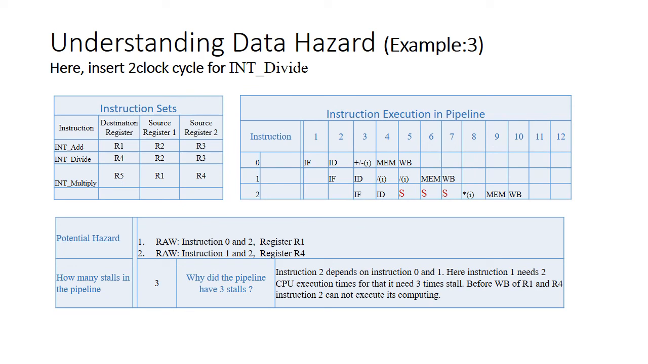Here is another example of data hazard, and in this example there are 3 instructions. Each instruction needs 1 clock cycle, as we already know, but in this example for the divide instruction we set the clock cycle to 2. That means it needs 2 clock cycles for execution of the divide. So here 2 potential hazards occur. The first one is with instructions 0 and 2 for the register R1, and the second one is with instructions 1 and 2 for the register R4. And here 3 delay times happen, that means 3 stall times, because instruction 2 depends on instructions 0 and 1. Here instruction 1 needs 2 CPU execution times. For that it needs 3 stall times before the write back of R1 and R4, and instruction 2 cannot execute its computing.